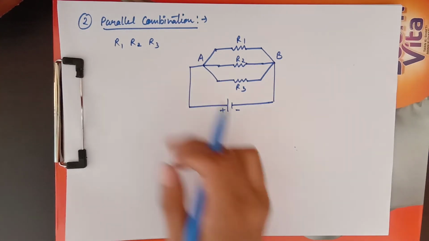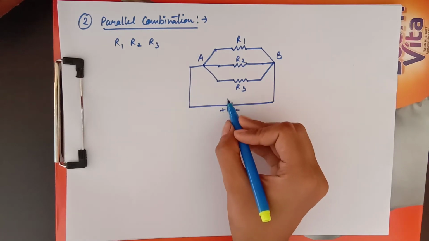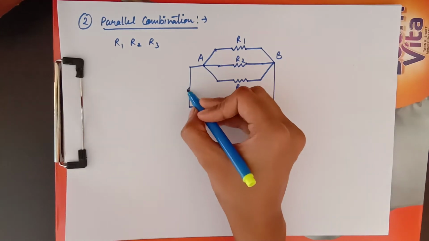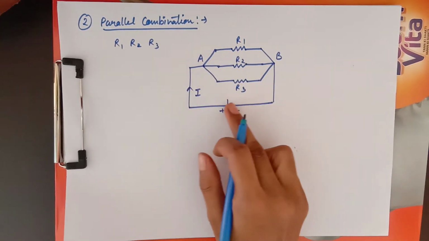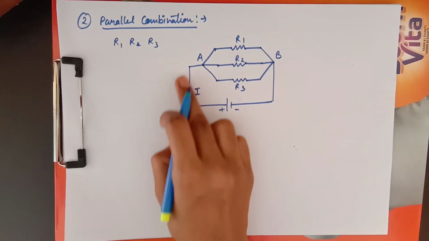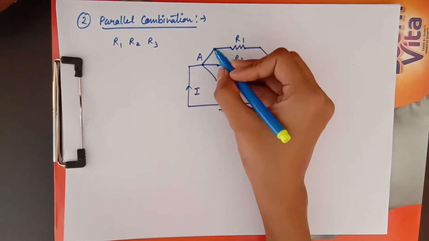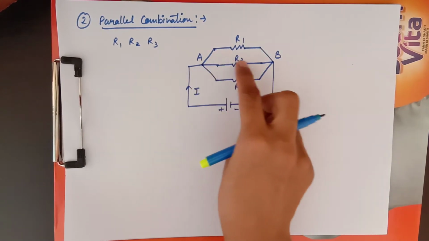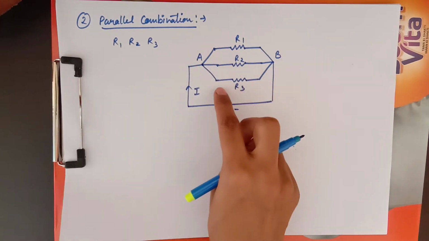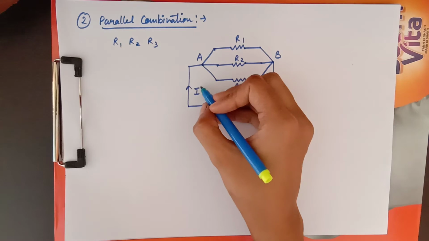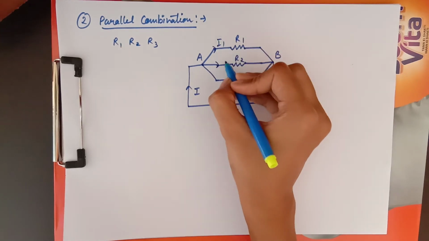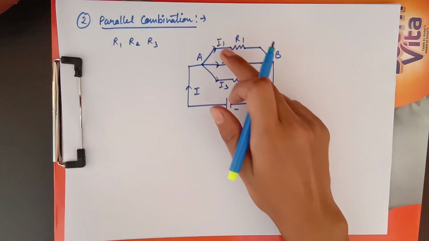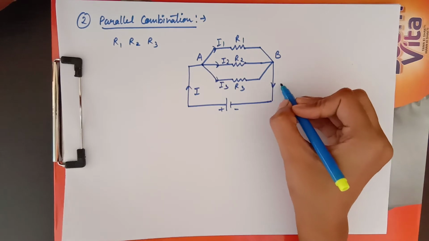In the parallel combination, you can see the current starts from the positive terminal of the battery and comes to the negative terminal of the battery. So if the current I flows from the positive terminal, here it divides into three branches. The first branch goes to resistor R1, the other branch goes to R2 and the third branch goes to R3. So here I divides into I1, I2 and I3, and at point B these three will again combine and make the current I.